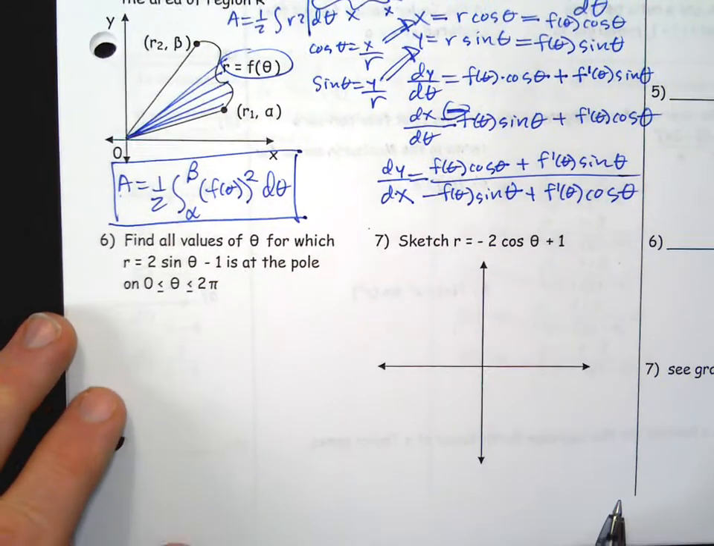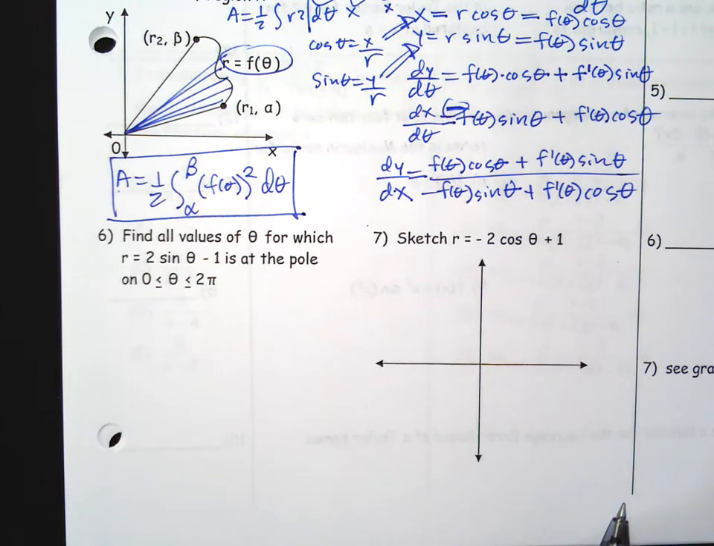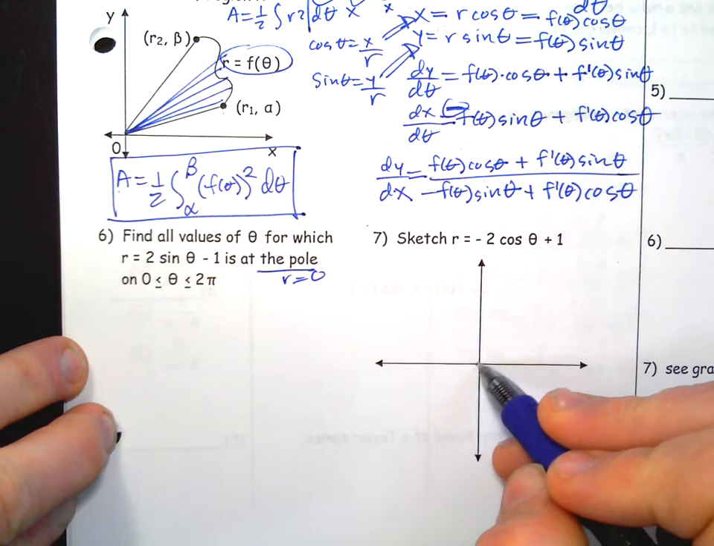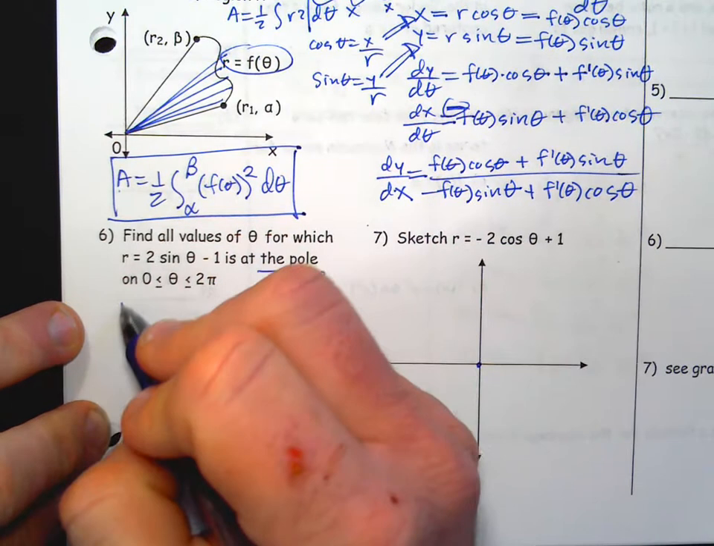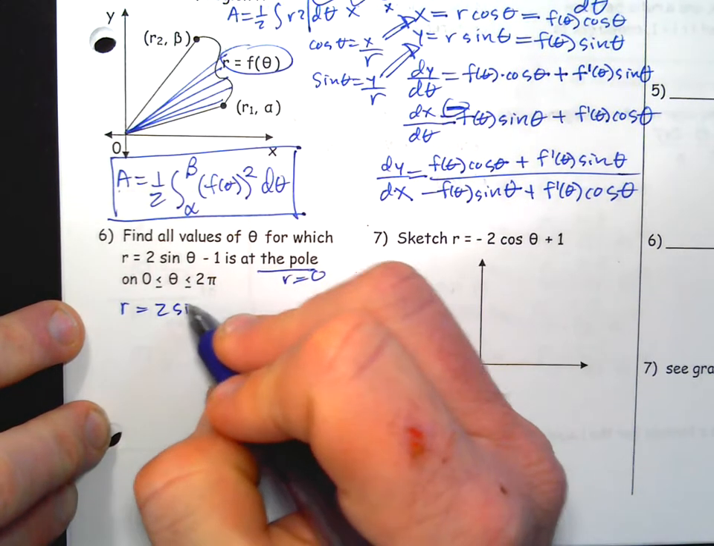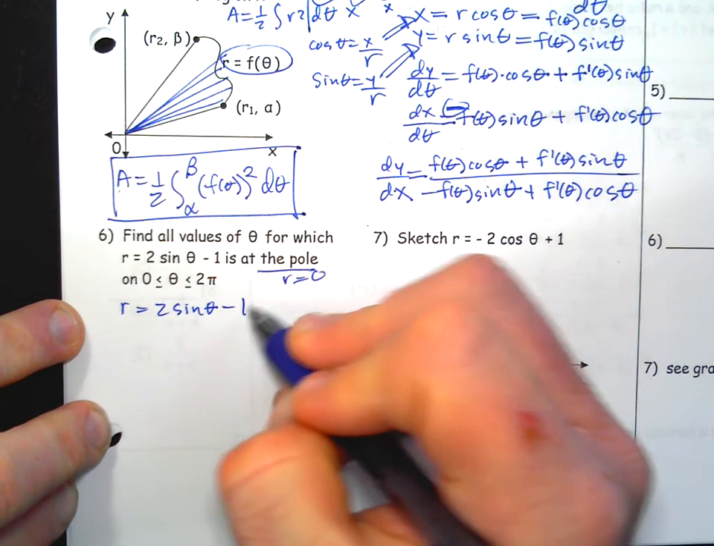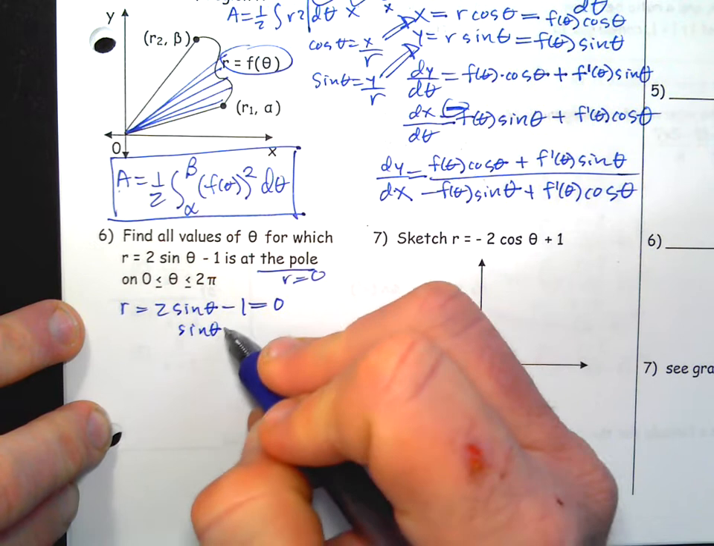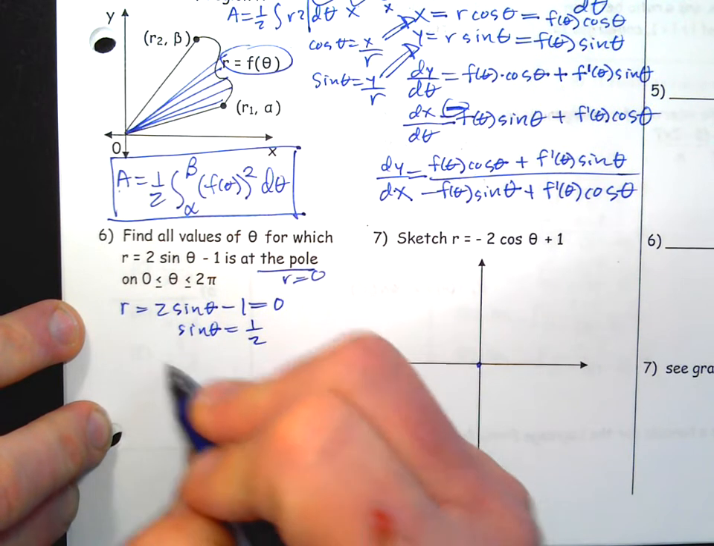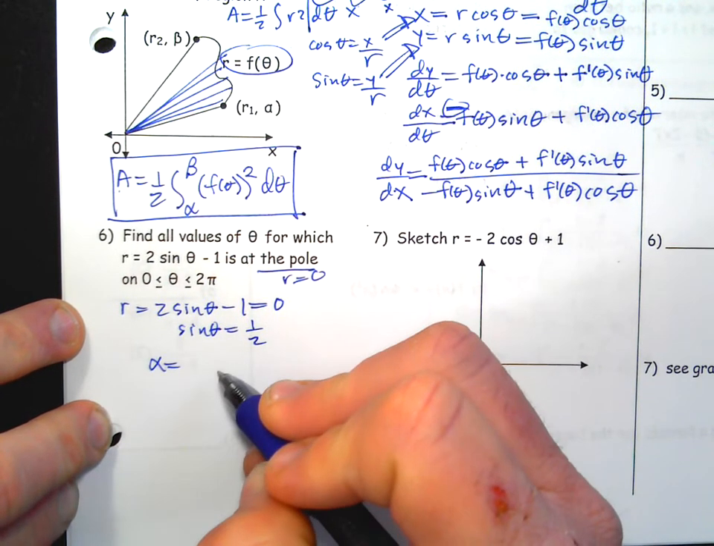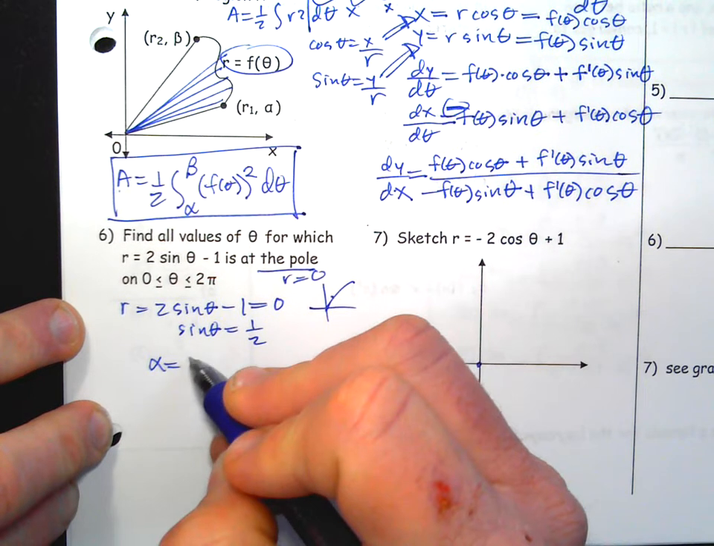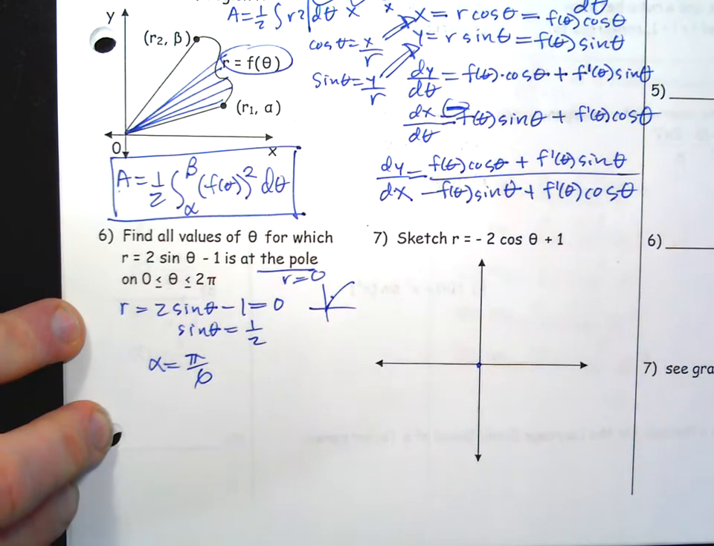Number 6, find all the values of theta for which r is at the pole. At the pole means that the radius equals 0, which is like the origin. If you want to figure out when a curve is going through the origin, the pole, you set the radius equal to 0 and you solve. There's often trig involved in these. Alpha equals, when does sine equal 1/2? That first angle, pi over 6.